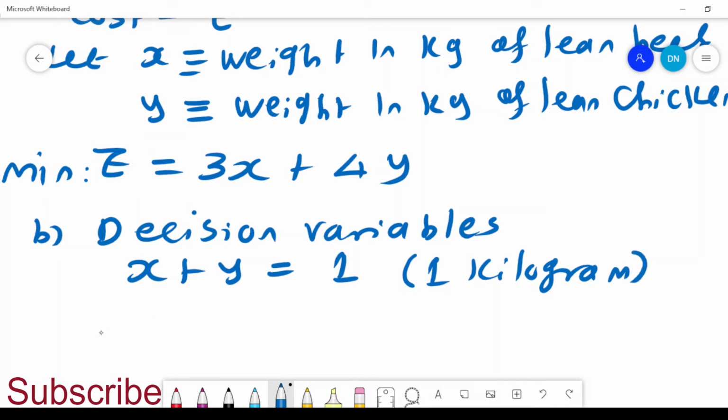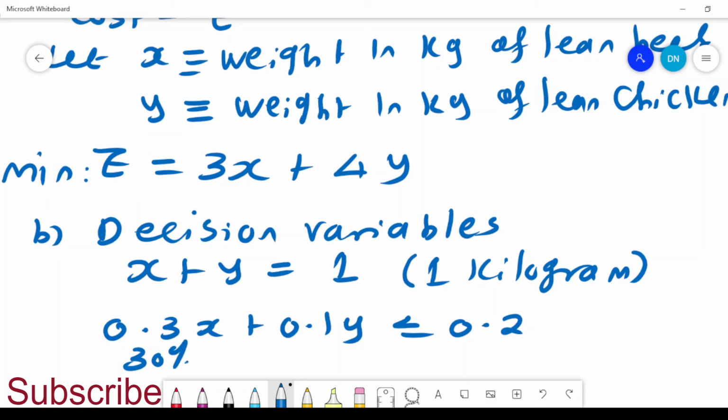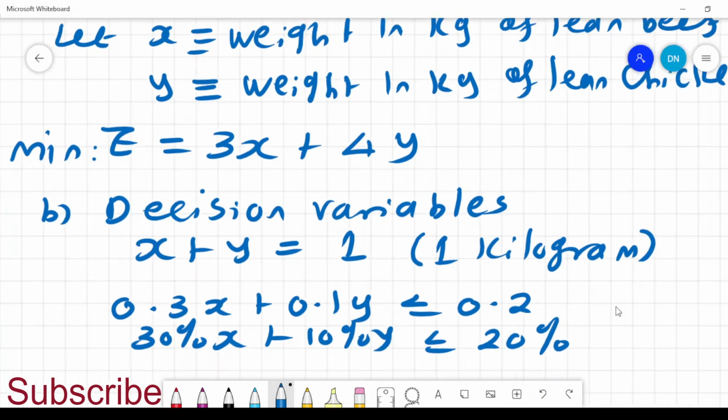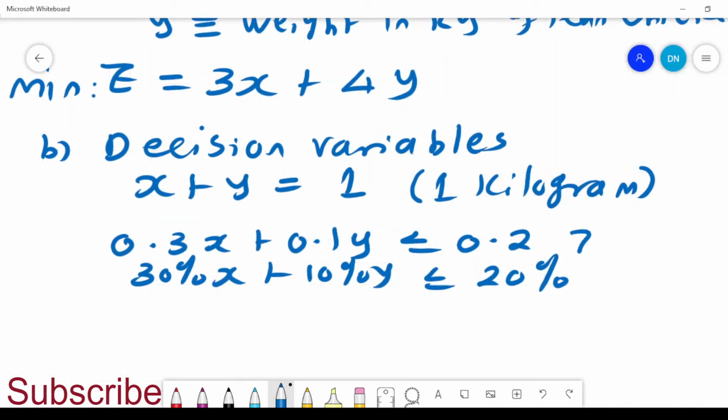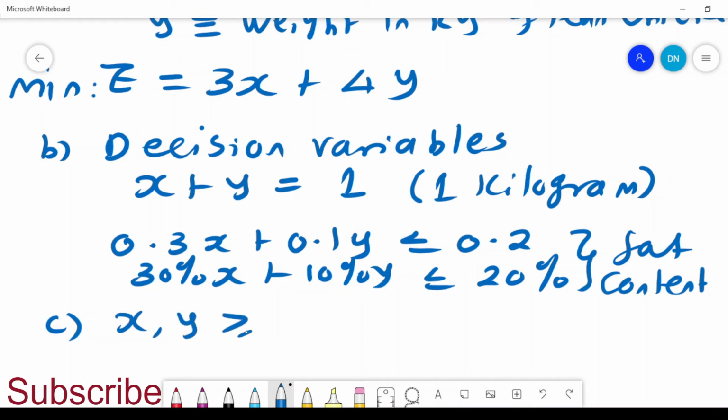And then the other thing we have is 0.3x plus 0.1y is less than or equal to 0.2. Or we had said that 30% of x plus 10% of y is less than or equal to 20%. So what are we saying? This is the fat content in the product. x and y should be greater than or equal to 0. So that's the problem we have.